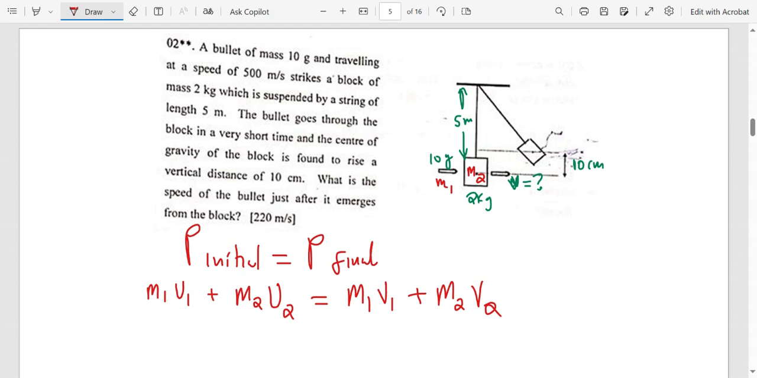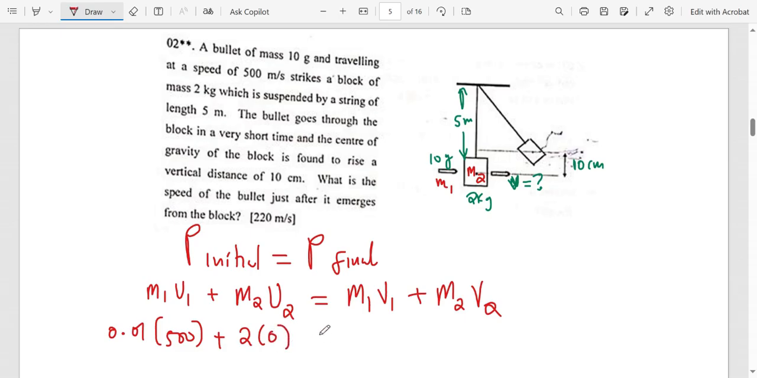Okay, all right. So remember, the bullet was moving at 500 meters per second. So what is the mass? The mass is 10 grams. But guys, we don't work in grams in physics. You work in kgs. So divide 10 by 1000 to convert it to kg. So that will be 0.01. The initial velocity at which it was moving was 500. And then plus the block had a mass of 2 kg, but it was initially only suspended. It wasn't moving, so its initial velocity was 0.